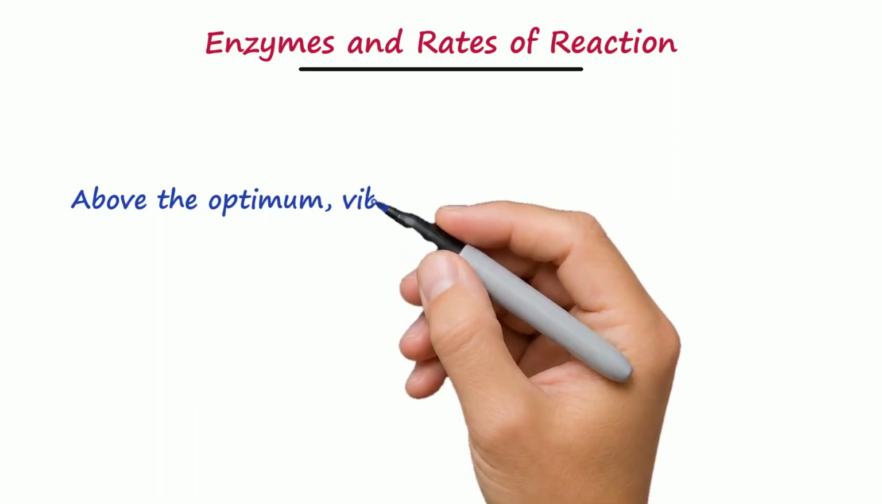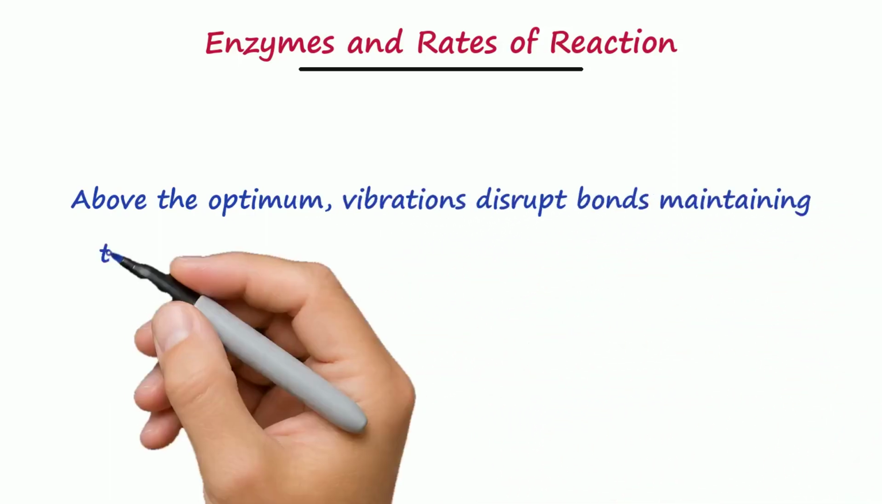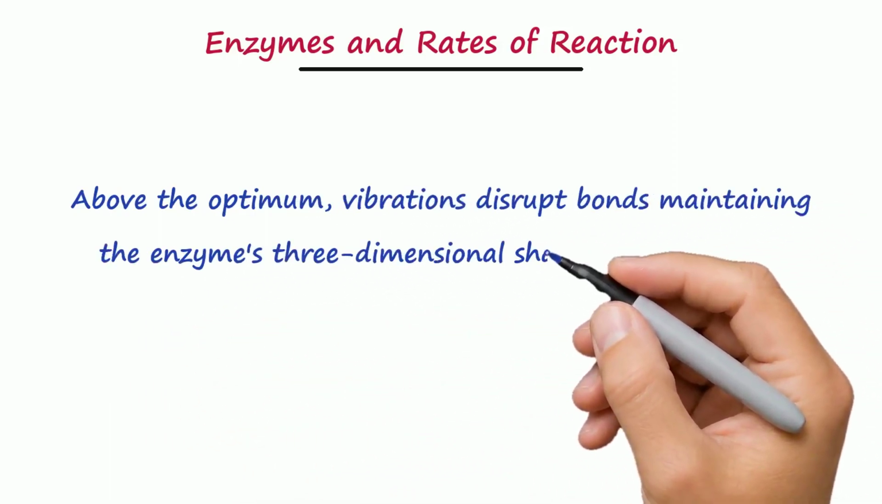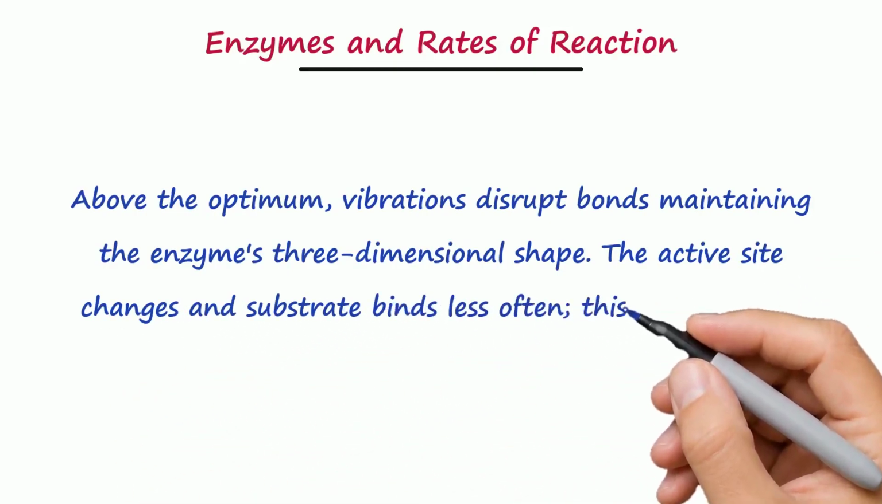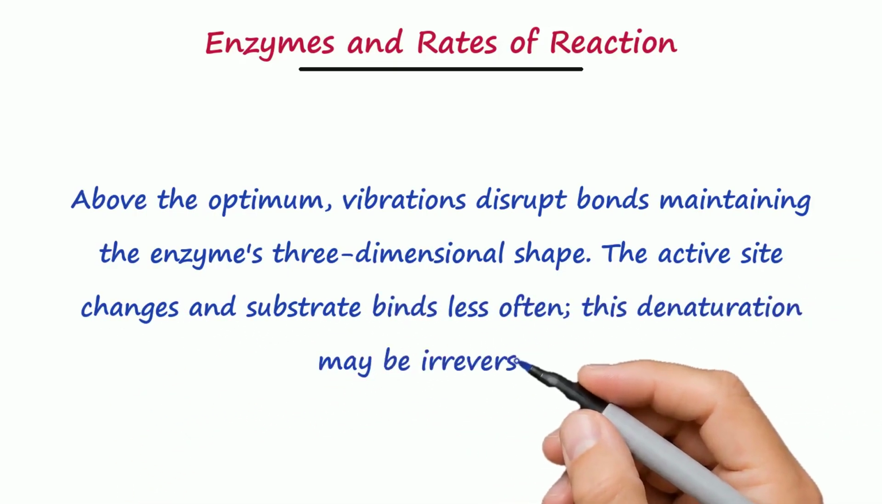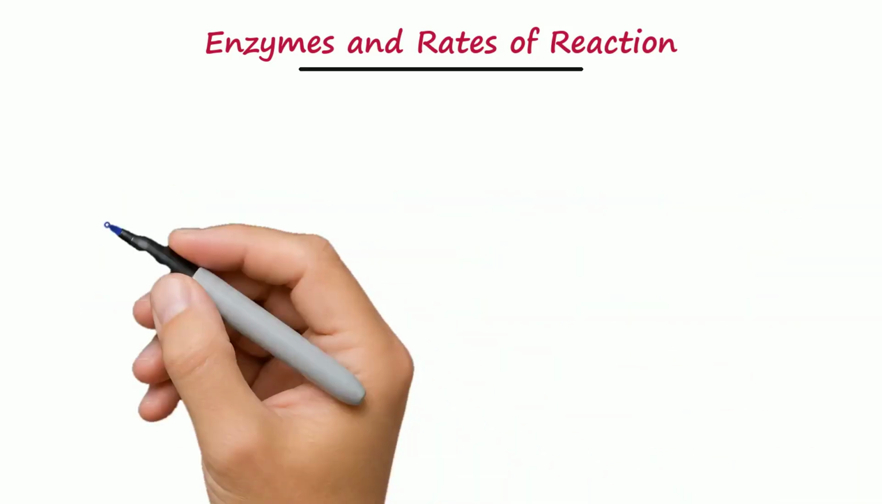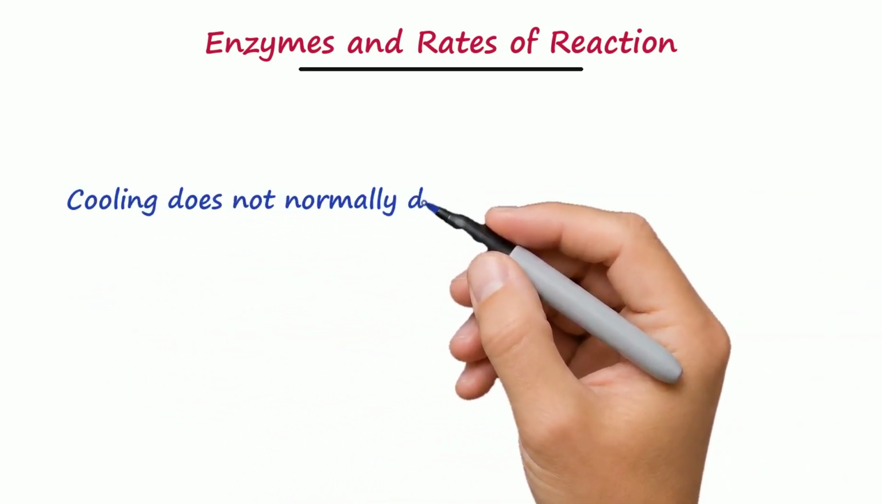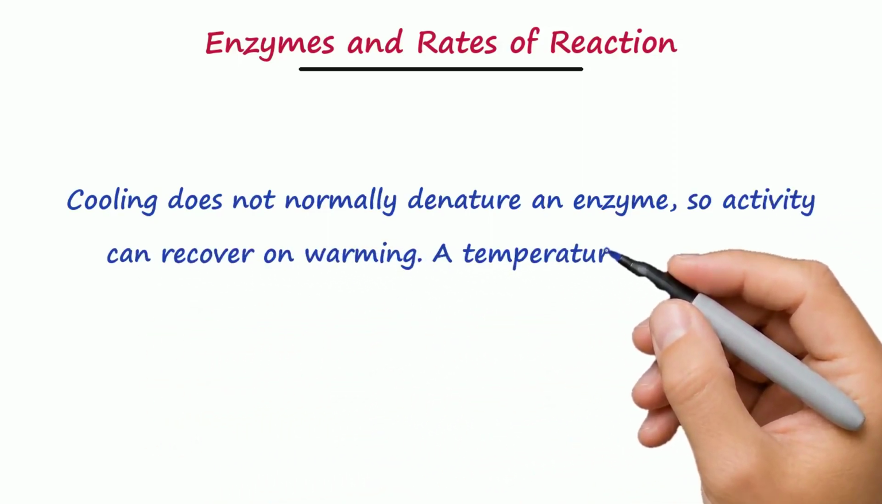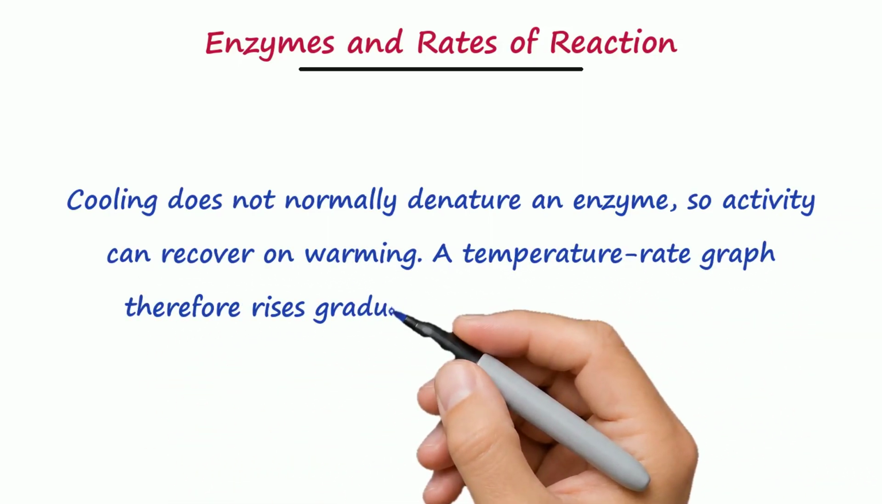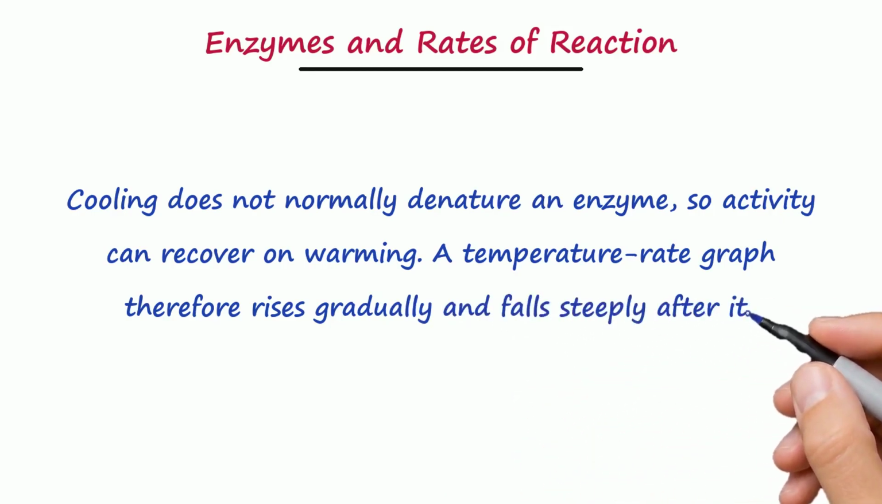Above the optimum, vibrations disrupt bonds, maintaining the enzyme's three-dimensional shape. The active site changes and substrate binds less often. This denaturation may be irreversible. Cooling does not normally denature an enzyme, so activity can recover on warming. A temperature rate graph therefore rises gradually and falls steeply after its optimum.